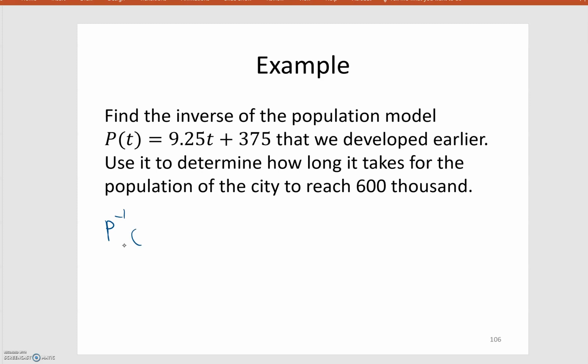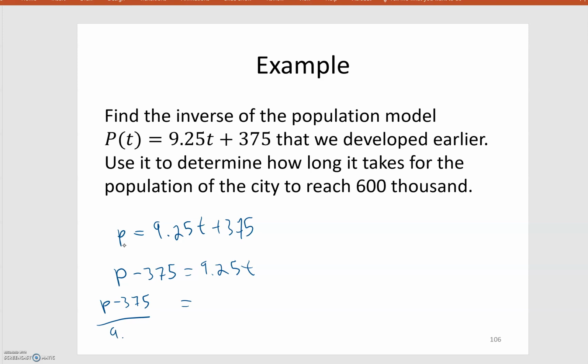Actually, let me not name it just yet. Let me just show you how to find it. So here's what we're going to do. We're going to solve this function for t. So I'm going to say P minus 375 equals 9.25t. Then I'm going to divide both sides by 9.25. And so now I have t.